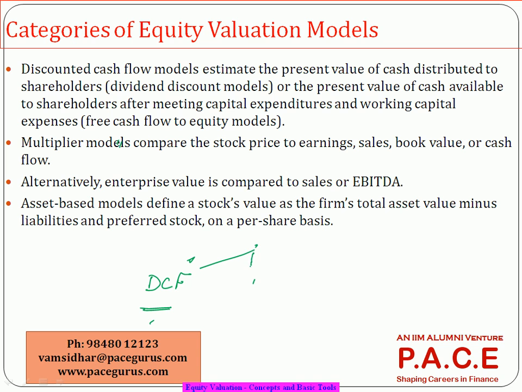Apart from that, you have multiple based models. So we use some kind of ratios like P by E ratio, price to book value ratio. We have seen some of the valuation ratios as a part of the financial statement analysis chapter in FRA. In that we were using some kind of multiple valuation ratios which were falling into these categories, and there we have also said that if those numbers are very high, then it is treated as overvalued, otherwise it is undervalued. So that's the second category of model.